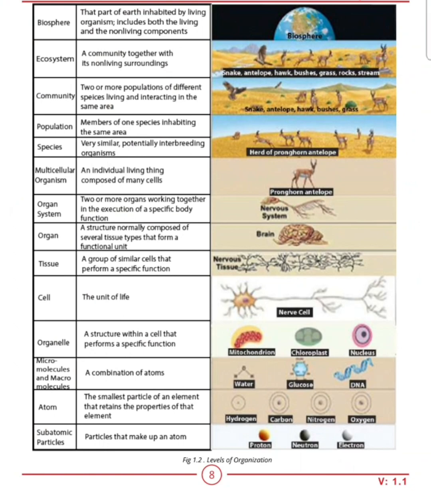So starting from lower level to higher level, subatomic particles make up atoms. Atoms combine to form molecules. Molecules combine to form organelles. Organelles combine to form cells. Cells combine to form tissues. Tissues form organs. Organs form organ systems. Organ systems form organisms.